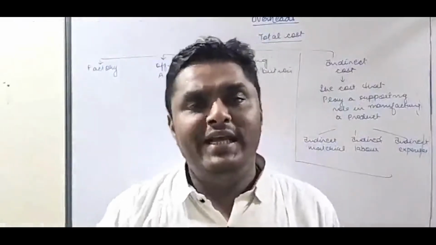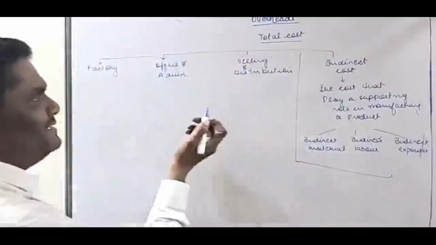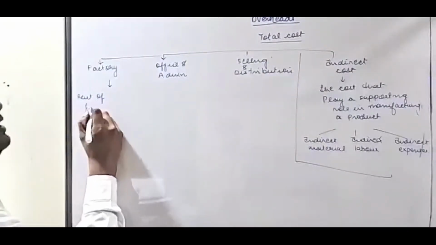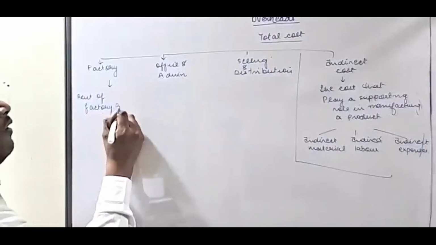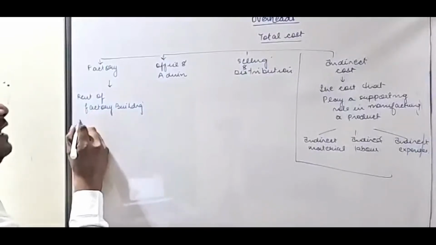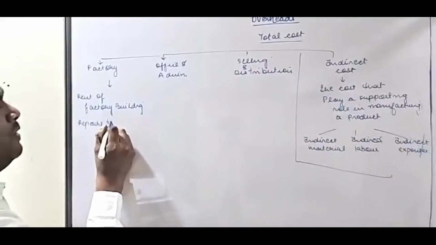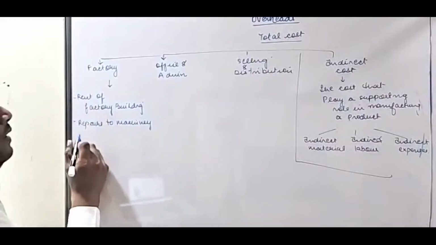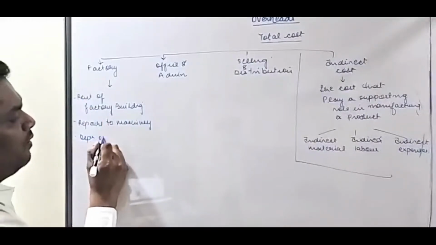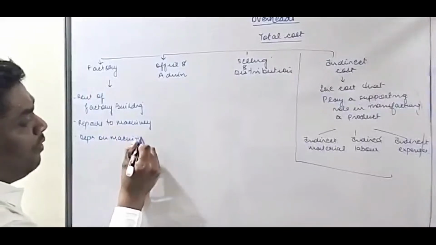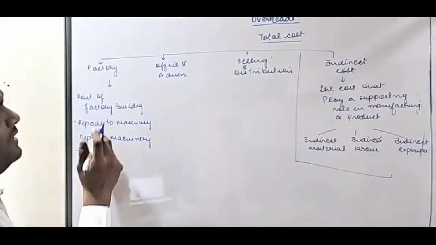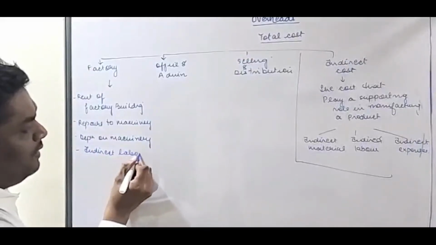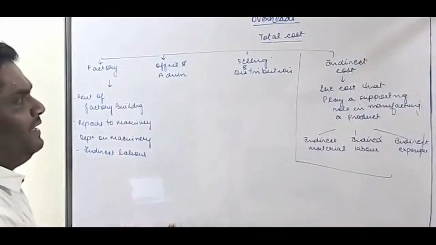For better understanding, I'm writing a few examples for your reference. So overheads at factory level can be rent of factory building and machinery, further it can be repairs to machinery, it can be depreciation on machinery. If indirect labor is given, then it is by default for the factory only. These are a few examples. It's not the complete list.